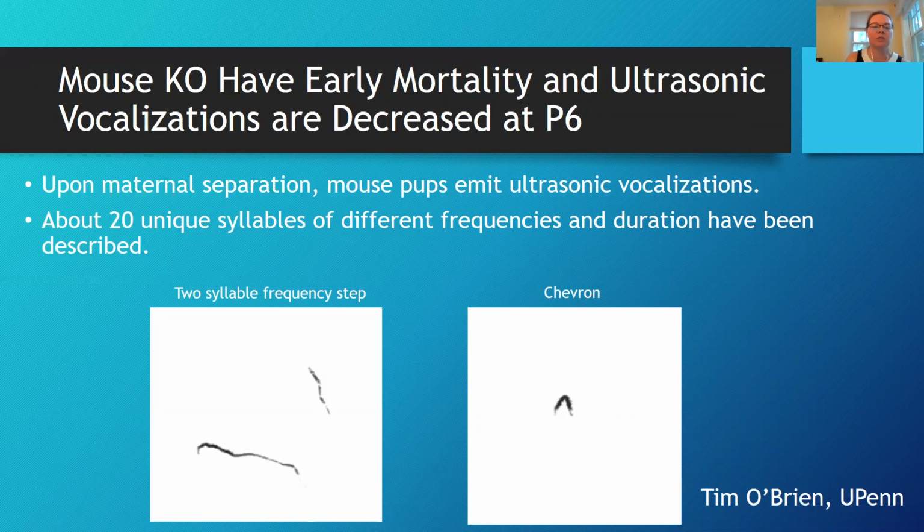So we did ultrasonic vocalizations, which are usually unique syllables that neonatal mice will emit as a result of separation from their mom. And this was so fascinating to learn about, because there's a whole literature about what these different syllables mean and how you can interpret them. And so we started doing this on our TBCK mice.